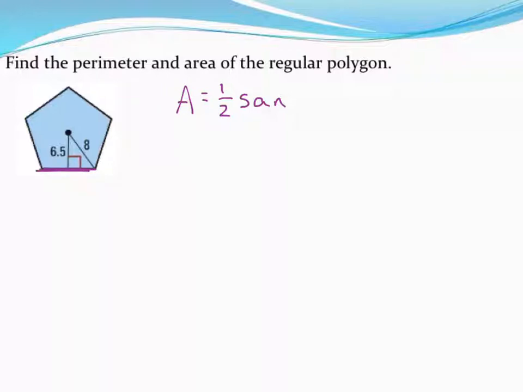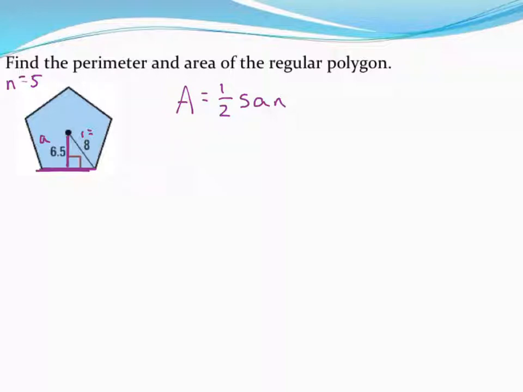A is the apothem, which I do know. The apothem is 6.5. In this case, that's the perpendicular distance from the center. And then n is the number of sides. I know that n is 5 in this case because I have a pentagon. So the extra information they've given me is this value of 8, which is not the apothem, but that is the radius. The radius goes from the center of the figure to the vertex.